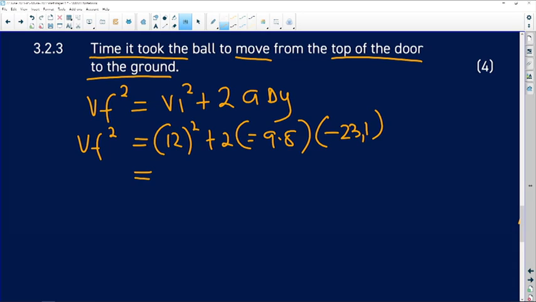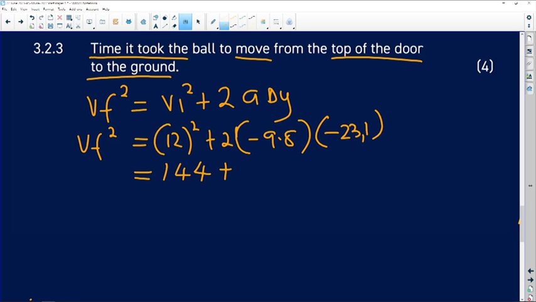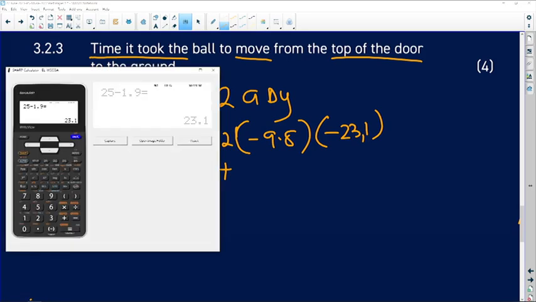So we can just punch from here to say 12 squared. We have done this before. It's 144 plus, we know that 2 times 9.8. Let's just fix that here. This was negative, 2 times 9.8. This is going to give me minus 19.6. And therefore now, how do we then get that 19.6?